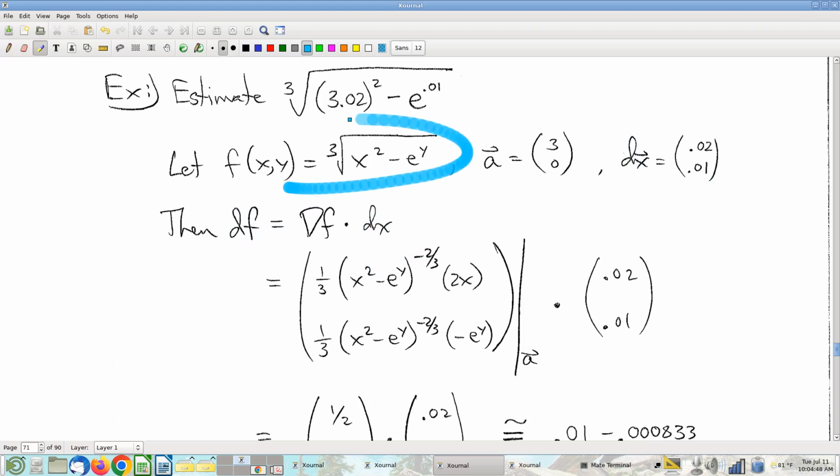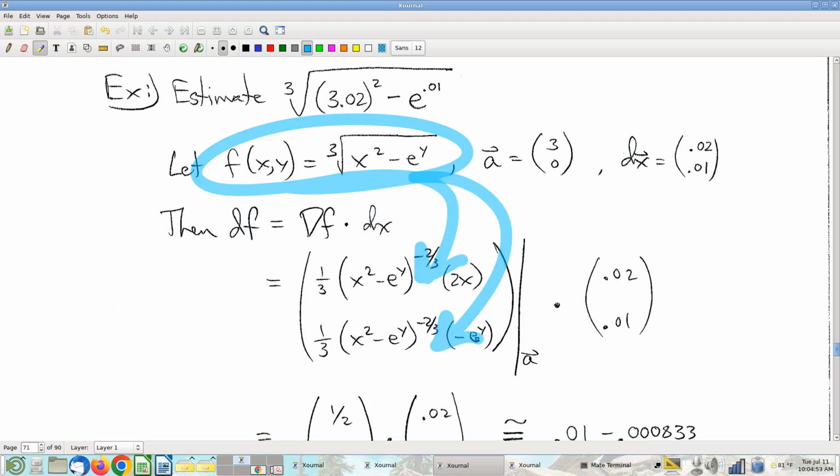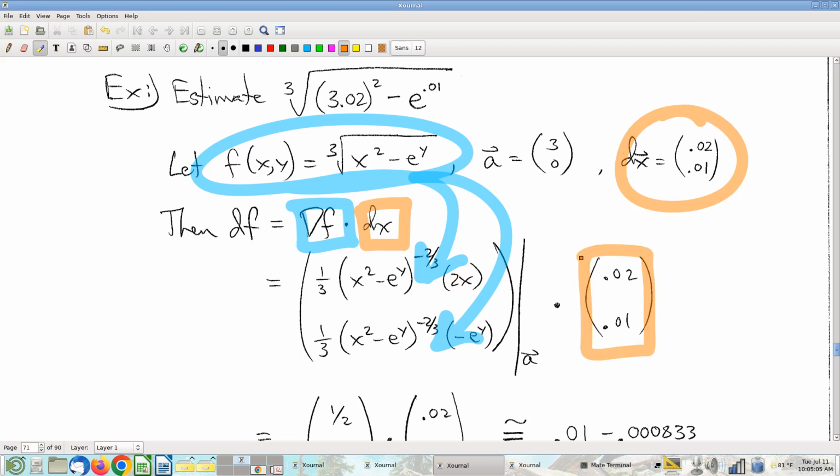And so now it's just kind of a matter of plug and chug. I've got to take this function and compute its various partials. That's what a gradient is. The gradient is where you take the various partials and assemble them as a vector. Then I dot product with dx. That gradient, of course, I have to evaluate at the point where I'm doing the linear approximation, so at the point where x is 3 and y is 0, because that's the handy-dandy convenient point where everything's easy to compute at (3, 0).